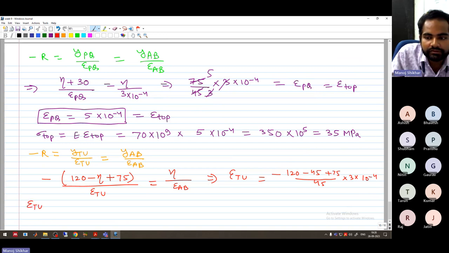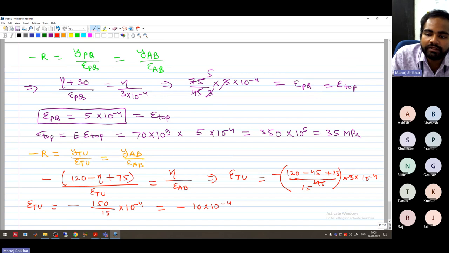So epsilon TU is minus 150 upon 15 into 10 power minus 4, the sum of 120 plus 30. So this is minus 10 into 10 power minus 4.